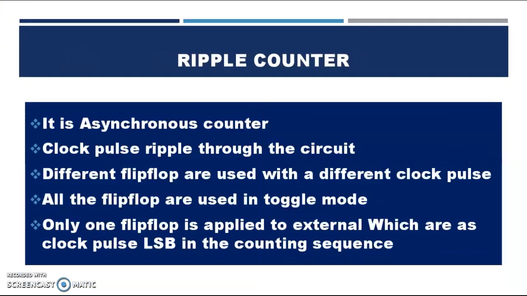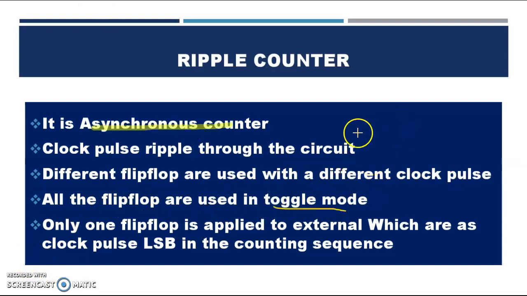Now let's see about the ripple counter. A ripple counter is an asynchronous counter. It got its name because clock pulses ripple through the circuit. Here different flip-flops are used with different clock pulses. All the flip-flops are used in toggle mode.